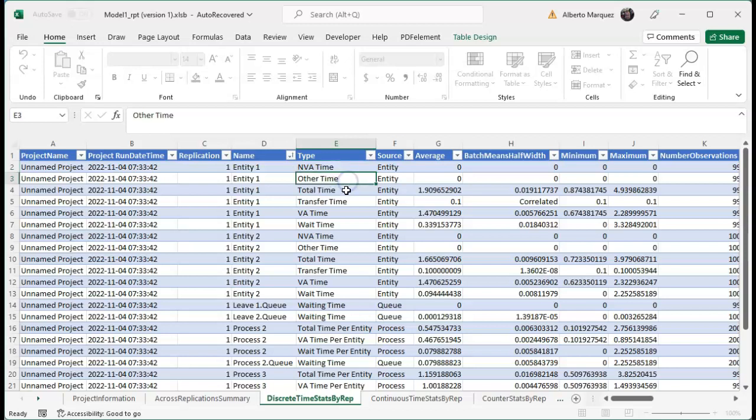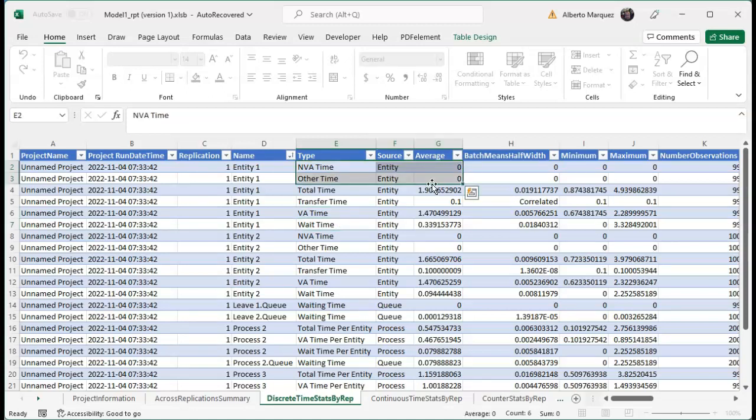We have other time and total time, all of these for entity type 1. Transfer time refers to the time that has been transported either by conveyor, transporter, or route, the amount of time that is needed to take the product from one station to the next one. And then you have the value added time. And if the entity, in this case entity 1, is waiting to be processed at one of the value added stations, that is a waiting time.